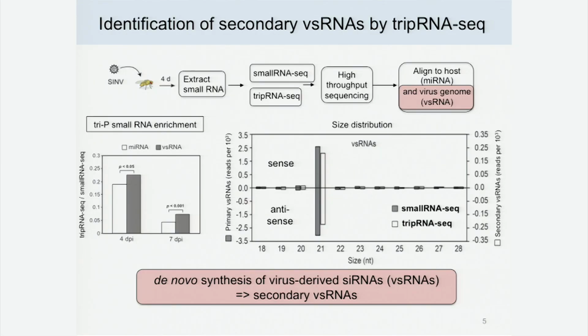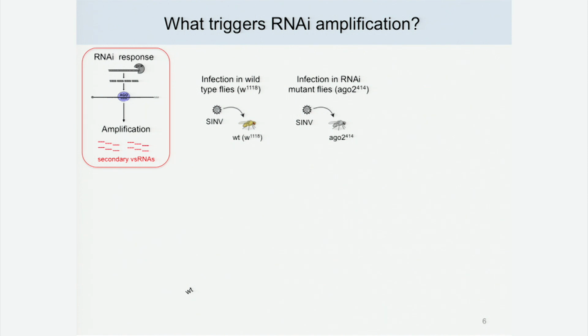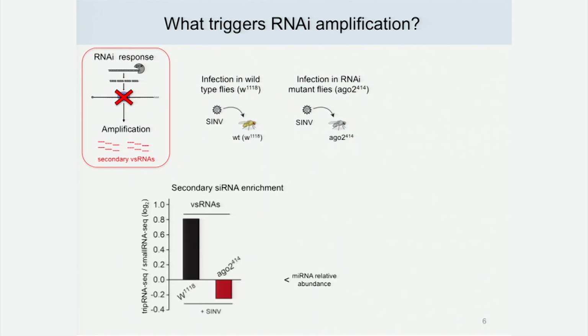So these first data indicated that there is de novo synthesis of virus-derived sRNAs during infection in flies, production of secondary sRNAs. Okay, that's great, but is it the same thing as in plants and nematodes, where this amplification is specifically triggered by the Argonaute protein, so it's really specific to the response? To test this hypothesis, we repeated the same experiment in Argonaute mutant flies, in gray. And what I found was that in the wild type, you have this enrichment for triphosphorylated vsRNAs, but in Argonaute mutants, you completely abolish the production of secondary vsRNAs.